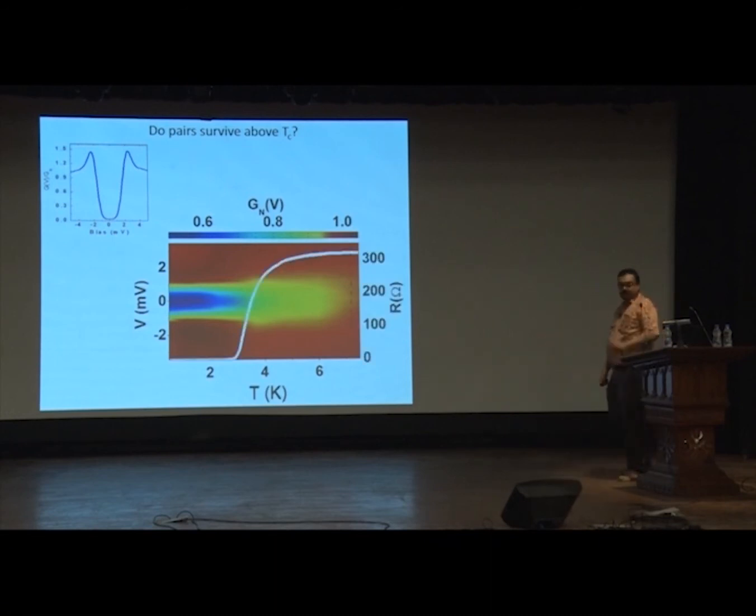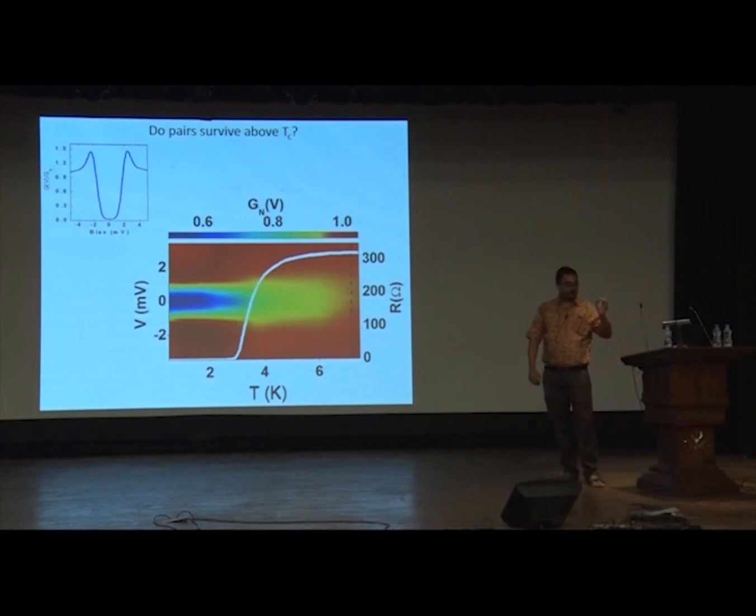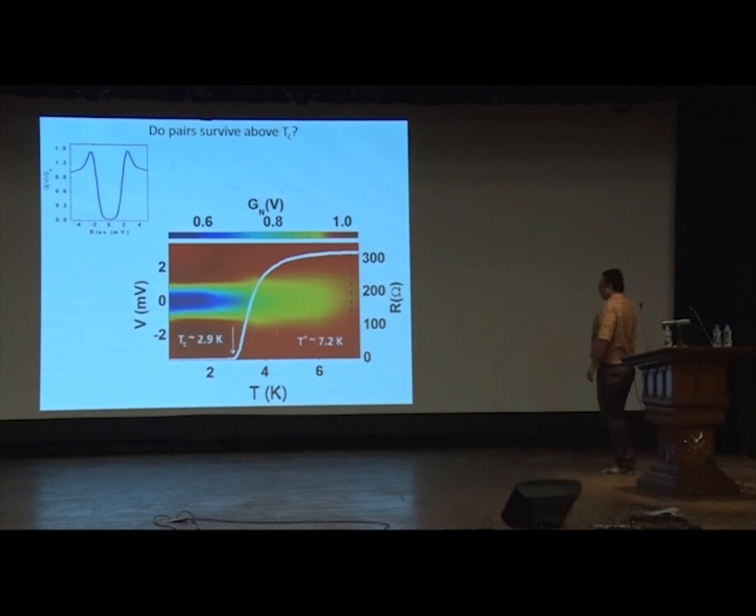However, on the same sample, if I do resistance versus temperature measurement, my TC is at 2.9 Kelvin. So I have completely violated the basic paradigm of Bardeen-Cooper-Schrieffer theory, which is that the superconducting gap should disappear where my resistance appears. I have now two energy scales, or rather two temperature scales. One temperature scale is the TC, and the other temperature scale I call T star. This is what we refer to in our paper as the pseudo gap temperature.